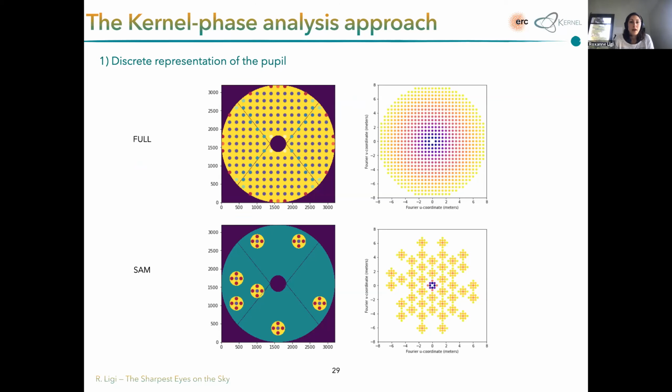So here you have 2 examples for the SPHERE pupil, the full pupil, where each point represents a point of the baseline. I mean, 2 points make a baseline. And on the bottom, you have the sparse aperture mask of SPHERE. So you can do the same, but with sparse aperture masking. And on the right part, you have the UV coverage corresponding to your pupil. So it's like a virtual interferometer that you build out of a pupil.